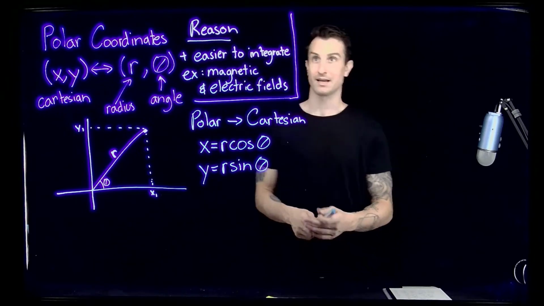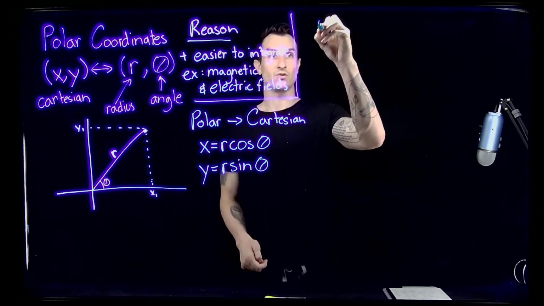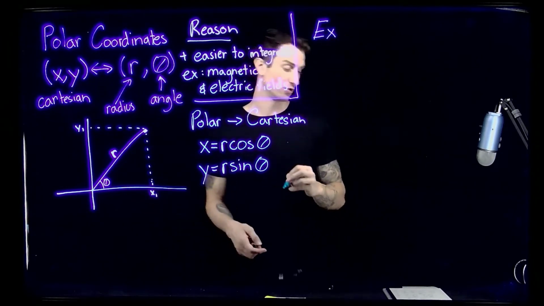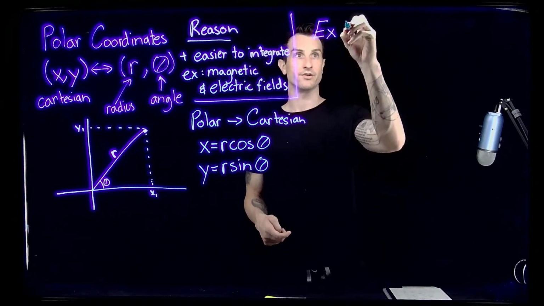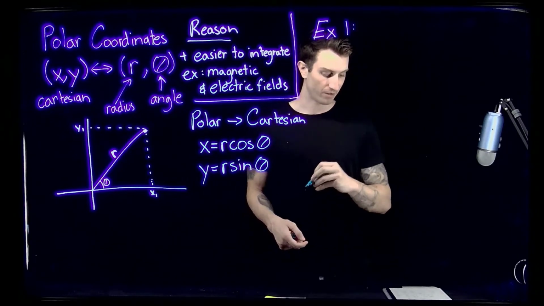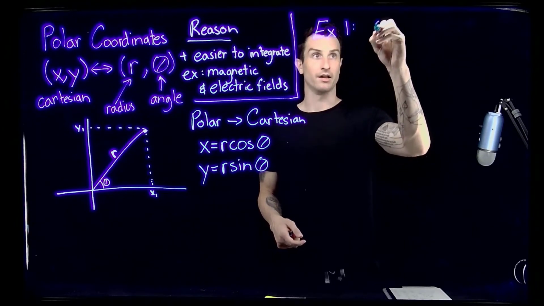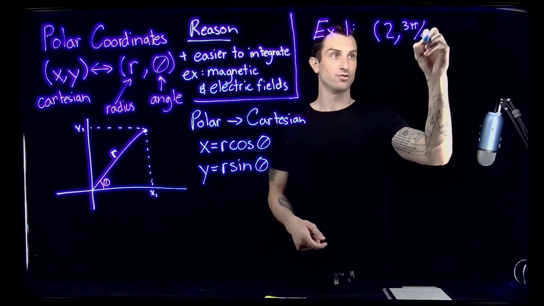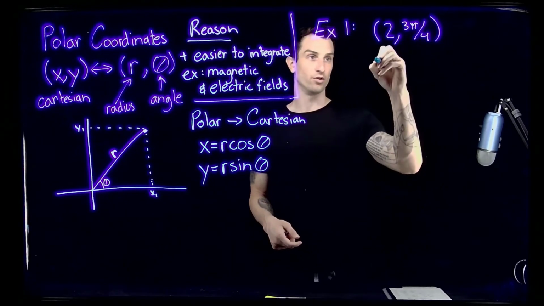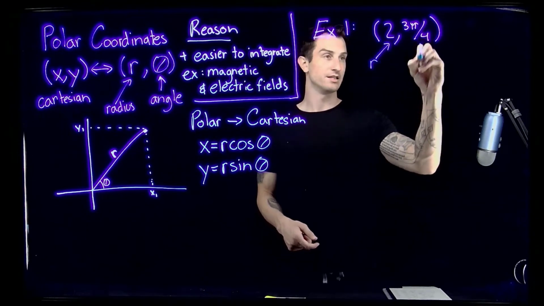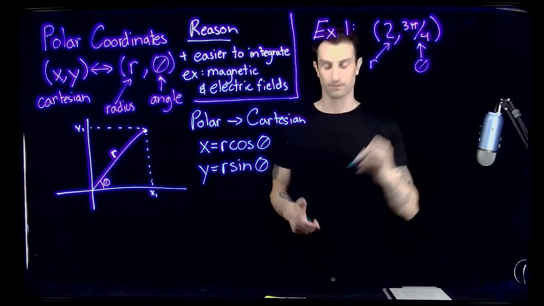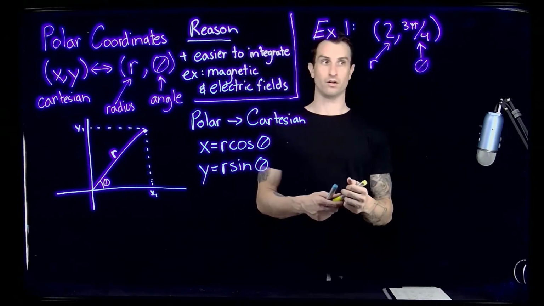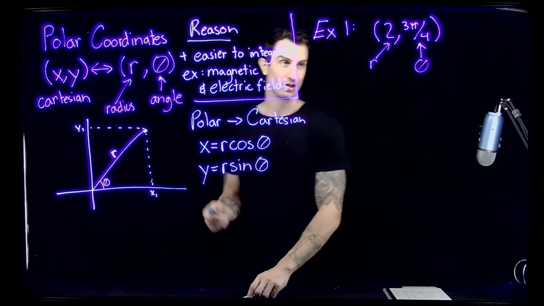So let's do one example here, and then the next one we'll have a couple more examples. I'll try to do a drawing as well somewhere if we have space. So example 1, we want to convert (2, 3 pi over 4) to Cartesian. This is polar, so this is my r, and this is my theta. Let's go through the calculation, then we'll do the drawing.